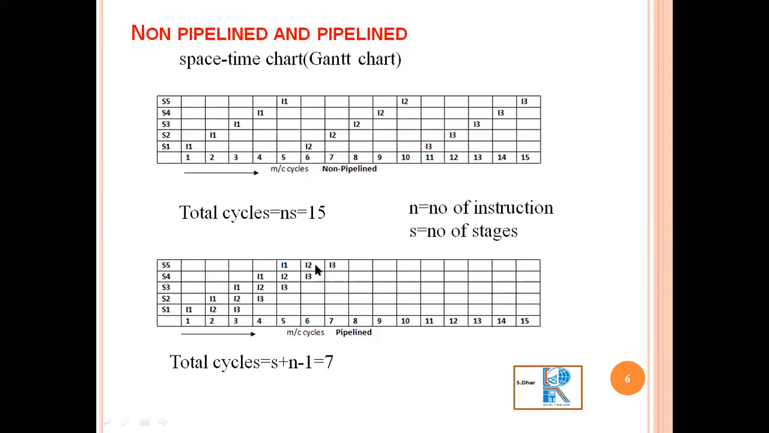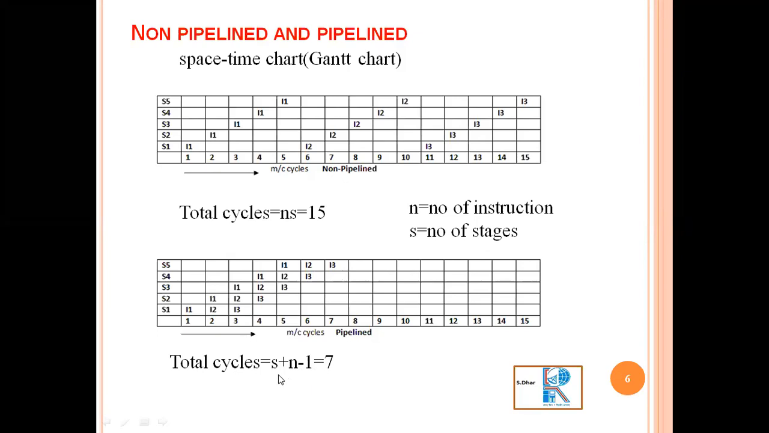So n minus 1 instructions will be required again. So S plus n minus 1. Again, I repeat, the first instruction will complete in S cycles. The remaining number of instructions is n minus 1. Each cycle one instruction completes. See here, in the next cycle one instruction, here one instruction. So for n minus 1 instructions, we require n minus 1 cycles. So the total cycles is S plus n minus 1.